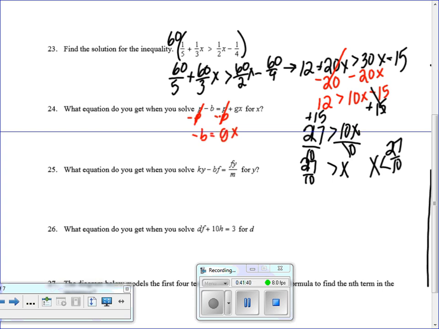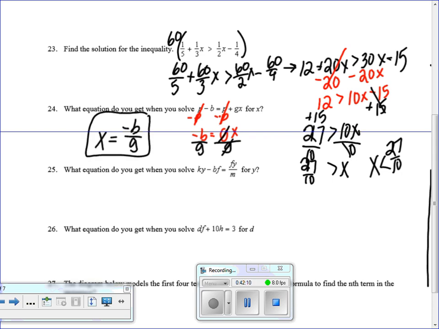We're solving for x, so we still need to get rid of the g. The operation between the g and the x is multiplication, so to undo multiplication, we divide. We divide both sides by g, and we have x is equal to negative b divided by g. That is your answer.